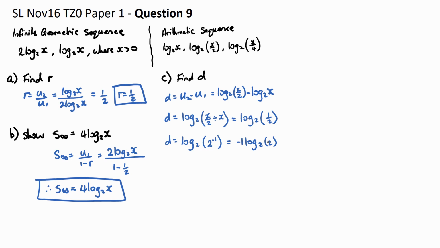And finally, log base 2 of 2 we know is just 1, so it's going to be negative 1 times 1. So therefore, our common difference is negative 1. Okay, that's the answer to part C.